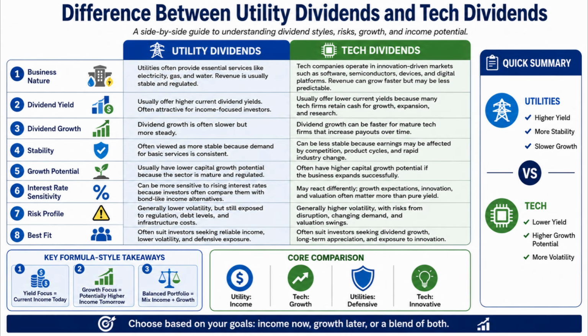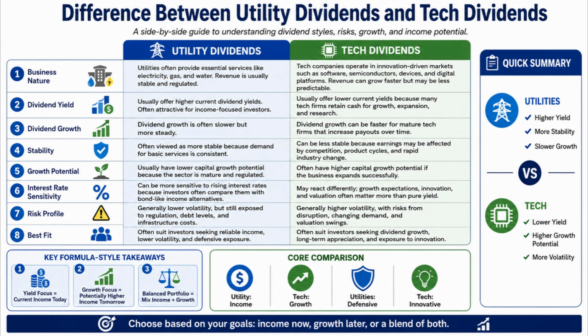When evaluating either sector, investors should study dividend yield, payout ratio, free cash flow, debt levels, earnings growth, dividend history, valuation, and industry risks. A high yield is not useful if the dividend is later reduced, while rapid dividend growth may not continue if earnings weaken.